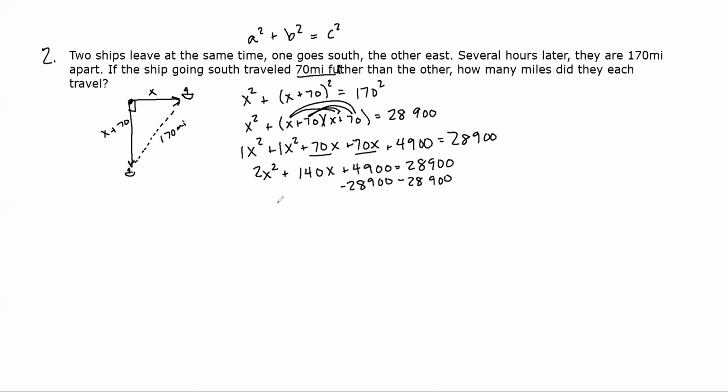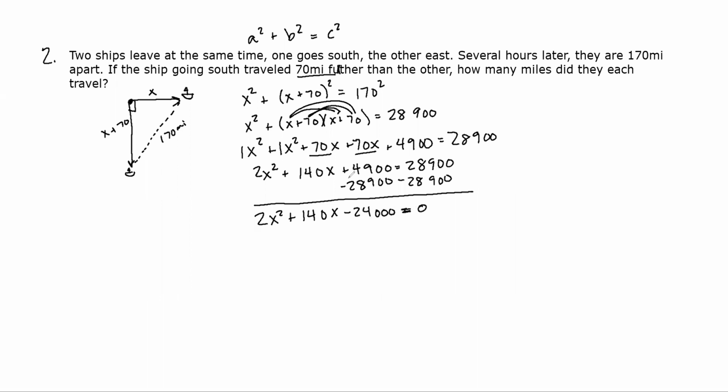Works out pretty nicely because those 900s cancel, so we're going to have 2x squared plus 140x plus 4,000 minus 28,000, because those 900s are gone. We're going to have a negative, so subtract that, put a minus 24,000 equals 0.